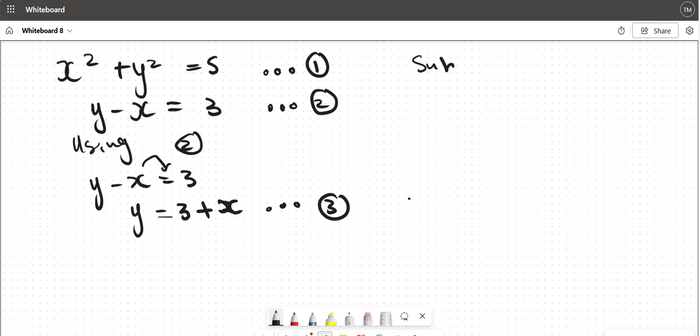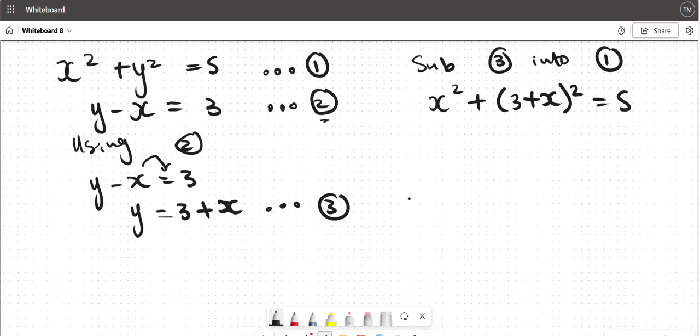I'm going to sub 3 into equation 1. Why can't I do equation 2? Because I just took equation 2 and I made equation 3 with equation 2, so it wouldn't make sense for me to substitute it back into there. Everything would cancel and I'll just get 0 equals 0. So instead, I'm going to substitute into equation 1. If you do so, you have x squared plus, remember we're substituting for y, equal to 5. Expand this.